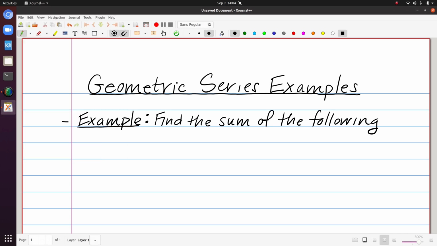Let's see some examples using geometric series. To start, let's practice using some of those formulas we derived. If I want to find the sum of k equals 10 to 20, 3 times 1/4 to the k, first of all, notice that this is a finite sum. So I want to use that first finite sum formula we looked at.